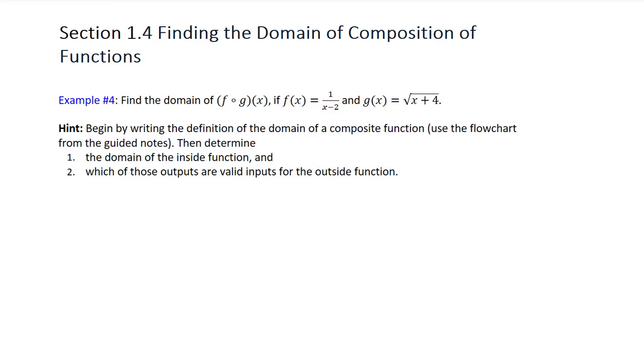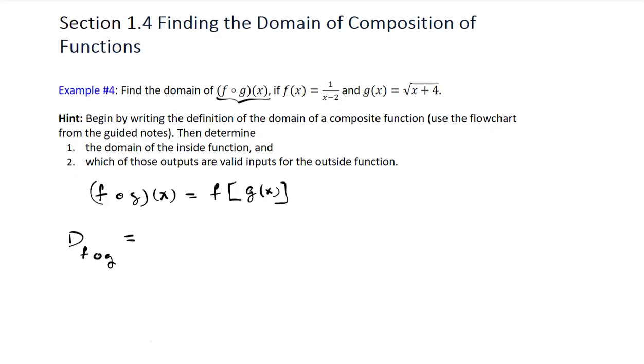Welcome to a video on finding the domain of the composition of two functions. To find the domain of f circle g, let's start with a definition of f circle g. f circle g of x is defined as f of g of x. And so to find the domain of this composite function, let's denote that as D subscript f circle g.